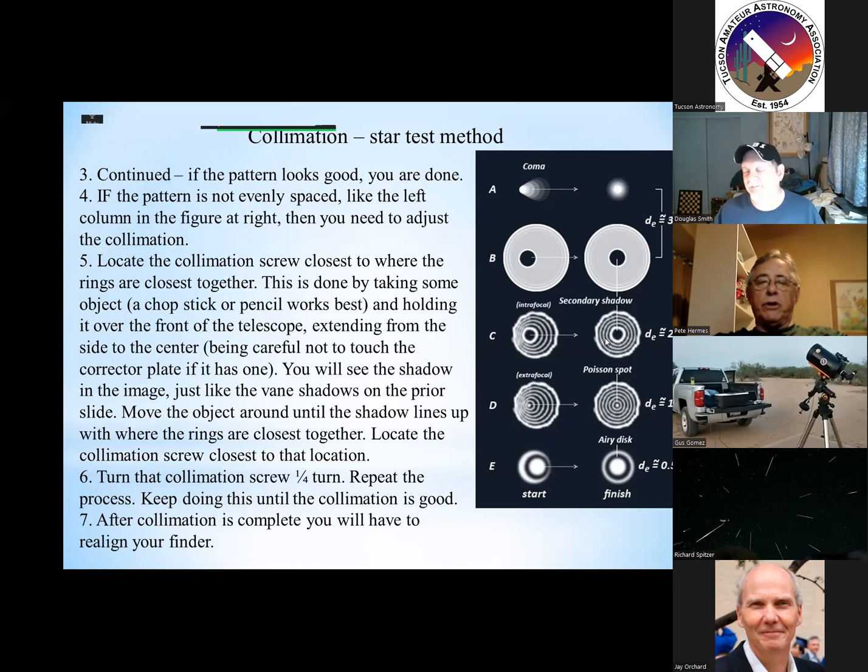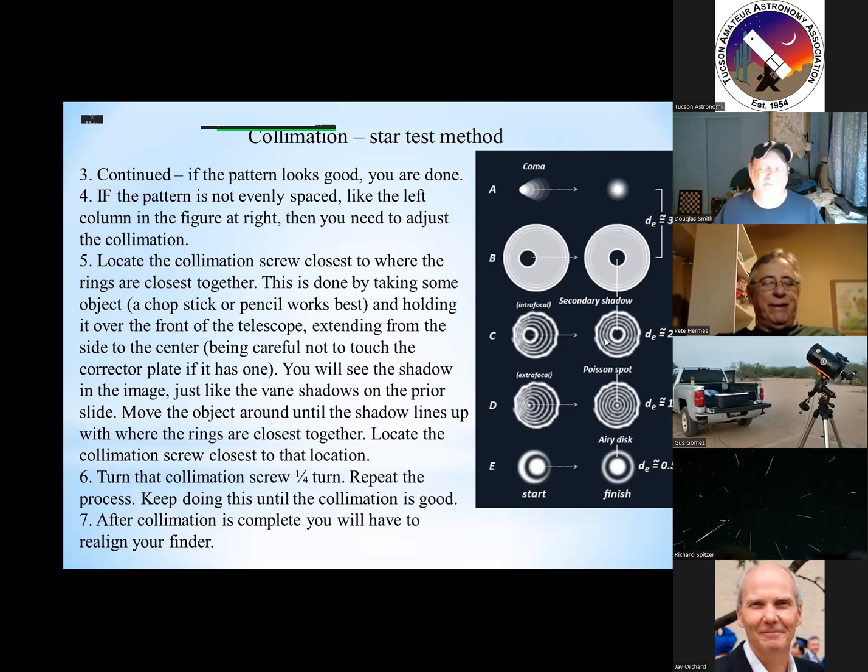I have a question. Go ahead. Which way do you turn that screw? Well, if you turn it the wrong way, it'll get worse. Okay, in other words, the scopes aren't standardized. Is that correct, or are they? They're not. You can't tell which way the mirror needs to go, in or out. Gotcha. So you just try one way, and if it doesn't work, you go back the other way.